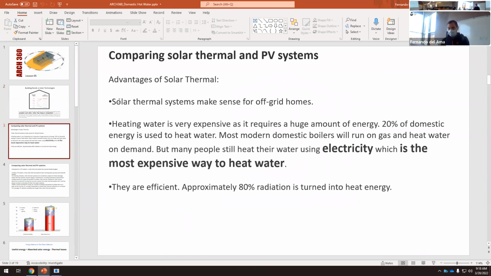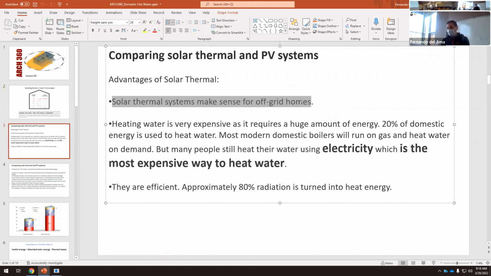Solar thermal systems make sense for off-grid homes. That's true. Imagine that we are in the middle of nowhere. We don't have access to water from the grid, so we need to generate our own energy. We can have PV panels if we need electricity, but if we just want hot water, solar thermal systems are the best option. So if we don't have access to water, we need solar thermal systems.